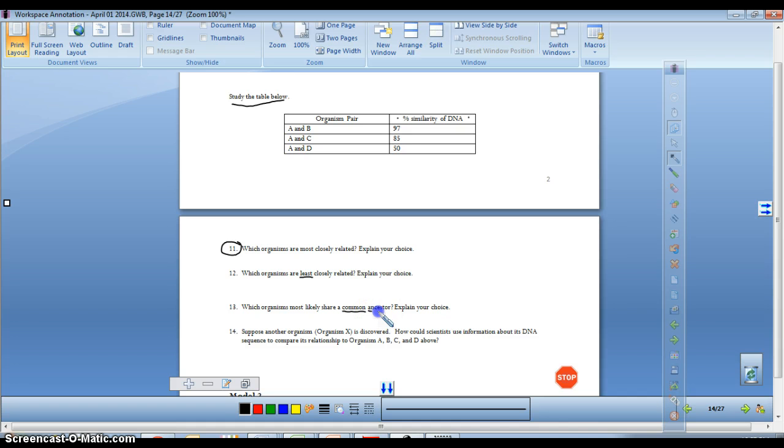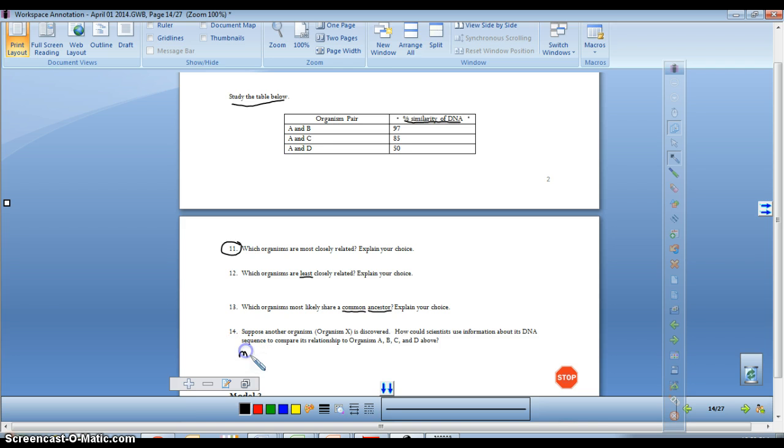Common ancestor. People before you. Organisms before you. Common ancestor. Which one shares a common ancestor? Remember, your ancestors have similarities in your DNA. So A and B, 97%, A and C, 85%, A and D, 50%. Suppose another organism, we'll call it organism X, is discovered. How could scientists use information about its DNA sequence to compare its relationship to organism A, B, C, and D above?